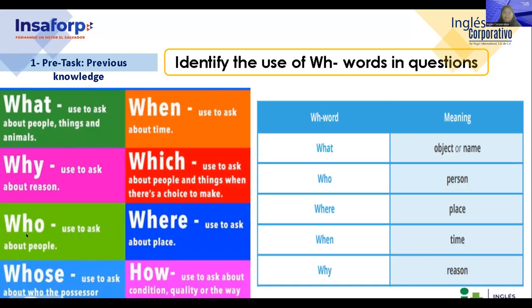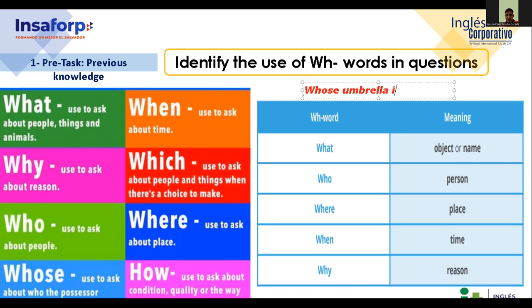Let's see. The next one is who, used to ask about people. I want to know the person who performs an action or an activity. I want to know who. Quiero saber quién, right? So we use it to ask about people. The next one is whose, used to ask about who is the possessor, right? I think that you remember that question.